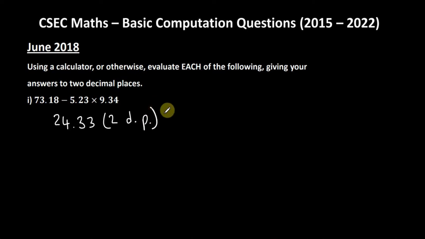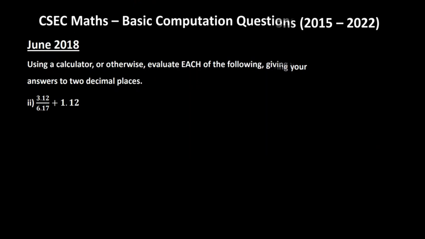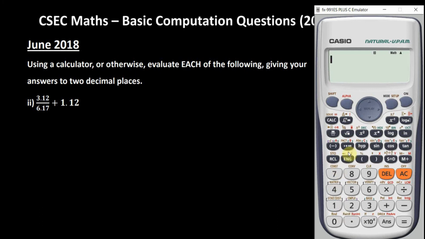Alright, hope this is making a whole lot of sense. So we're moving on to our next question. And we're still at the June 2018 paper. And the instruction will remain the same. So here we have 3.12 divided by 6.17 plus 1.12. So of course they did say using a calculator or otherwise, so we're going to make use of our calculator once more. So there it is.